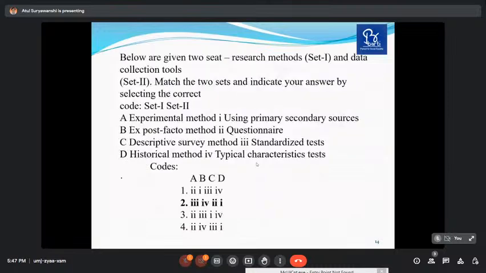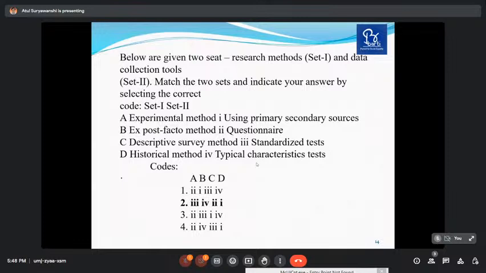The next question is, below are given two sets, research methods, set first, and data collection tools. So match these two sets and indicate your answer by selecting the correct code, set 1 and set 2. See this. Experimental method, using primary and secondary sources, ex post facto method, questionnaires, descriptive survey method, standardized test, and historical method, typical characteristics test. So when these questions have four options, it is more puzzling and jumbling, remember. We should have practice for the same.